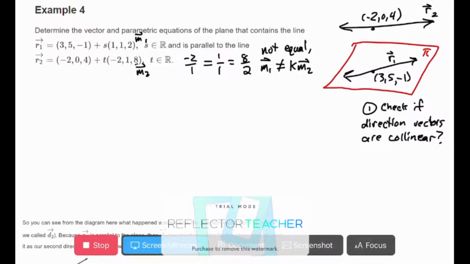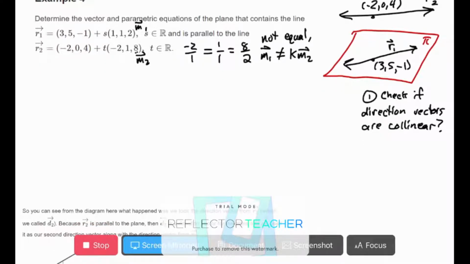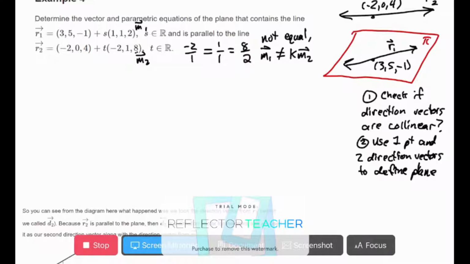So what do we need to define our plane? We need two direction vectors and a point. So step 2, use 1 point and 2 direction vectors to define our plane. I still think airplane almost every time I say that. Maybe you're thinking the same thing.